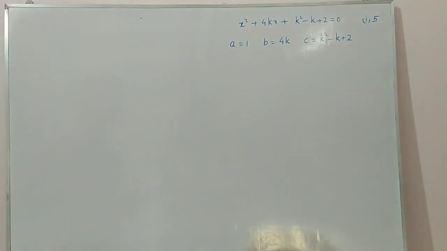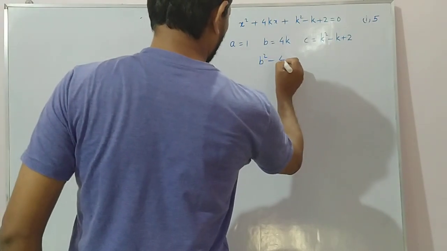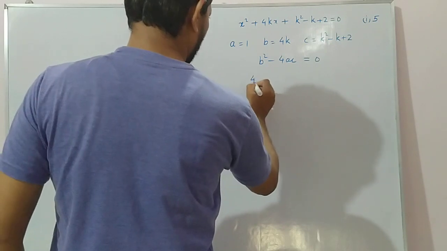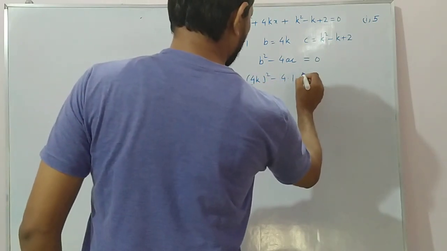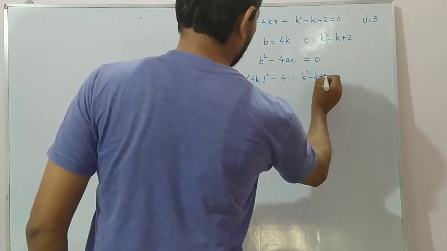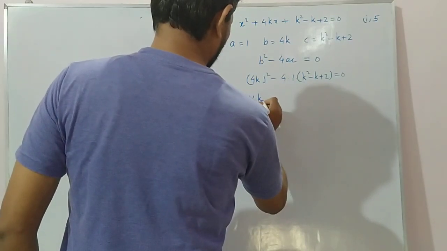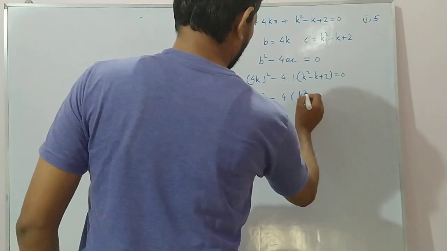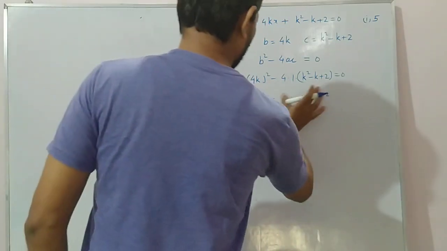Here the roots are already given to be equal. So as the roots are equal, b square minus 4ac is equal to 0. B square, that is 4k the whole square, minus 4ac, that is 4 into k square minus k plus 2, equal to 0. 16k square minus 4 into k square minus k plus 2. Multiply it, it is better.